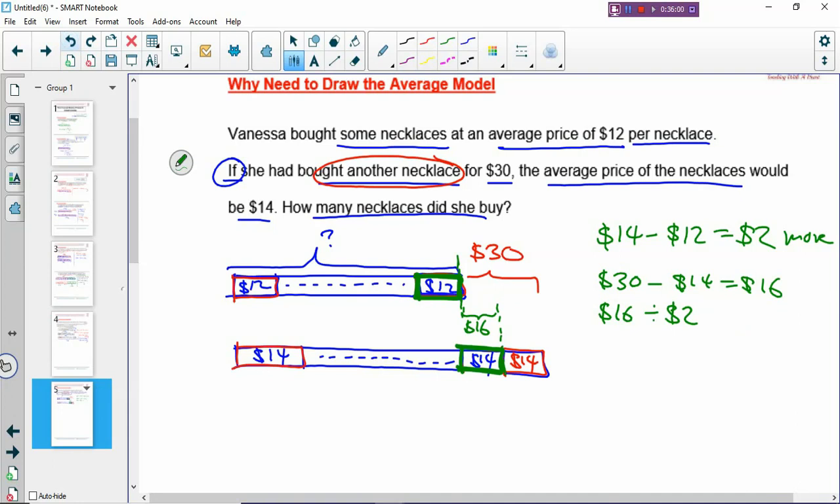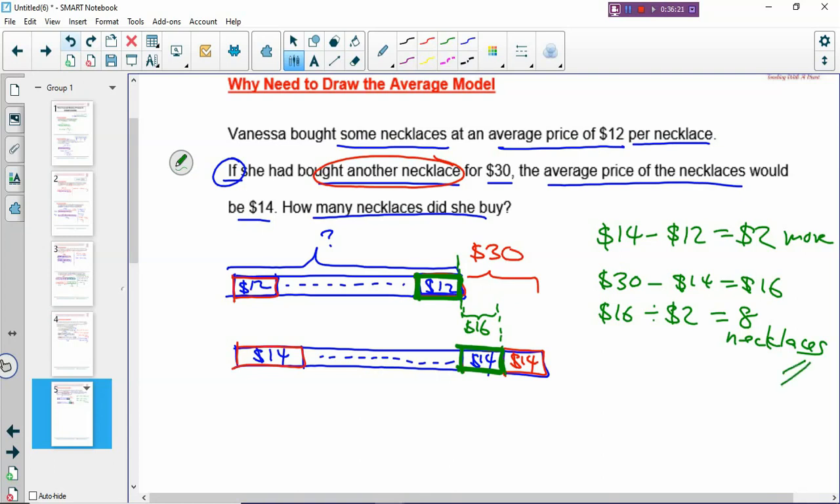So how many necklaces do you give $2 more? You must have given to 8 necklaces, right? Am I correct? Right. So 8 necklaces will have $2 more each, which means you cut the rectangle into 8 boxes. Of course we don't have to do that, so we have solved the problem already.